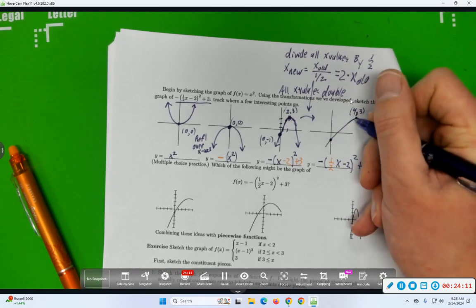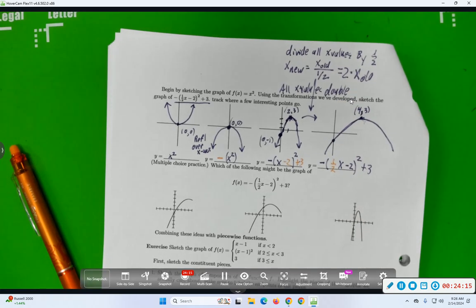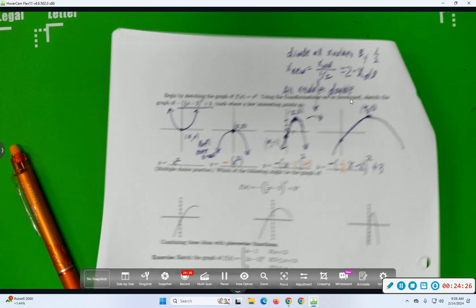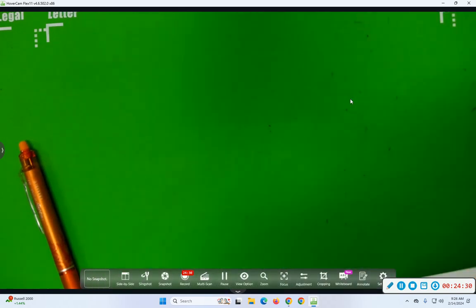It's still parabola-looking, but it needs to be stretched out. So I wind up with that graph. Indeed, does that look like we've taken this whole thing and stretched it away from the y-axis? Yeah. So I'm going to build that language into the comment on the previous page.